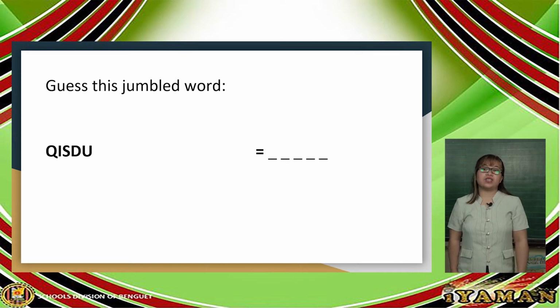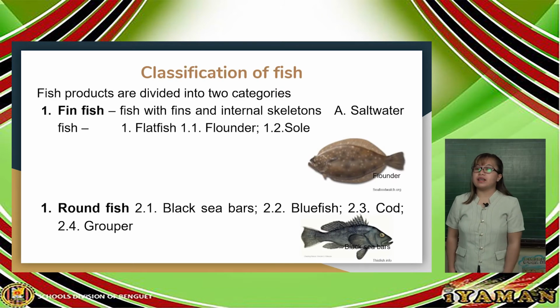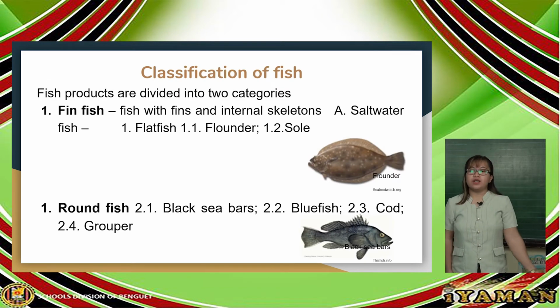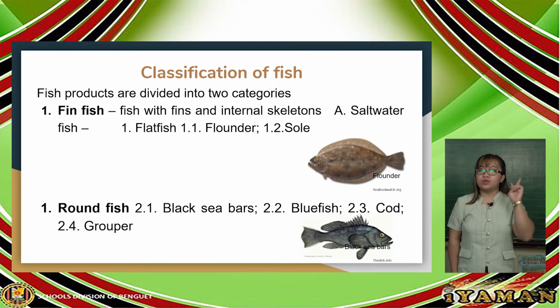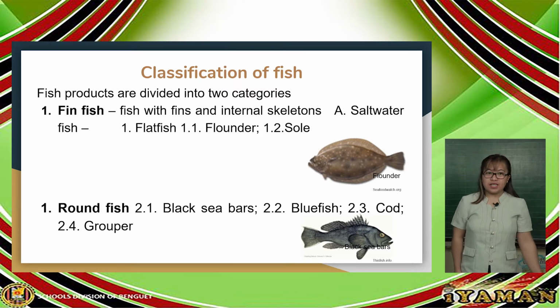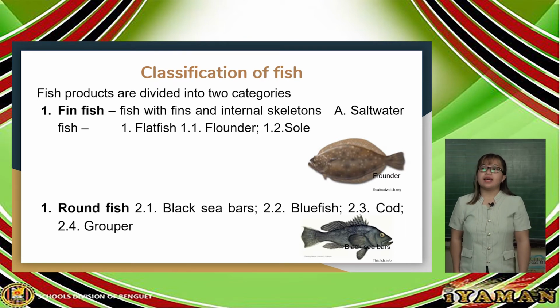Now, let's get started. We have here the classification of fish. Fish products have two categories. Number one is finfish. Finfish are fish with fins and internal skeletons. One here is saltwater fish. Examples are flatfish, flounder, and sole. The example shown there is a flounder, which has a lot of fins around its body.